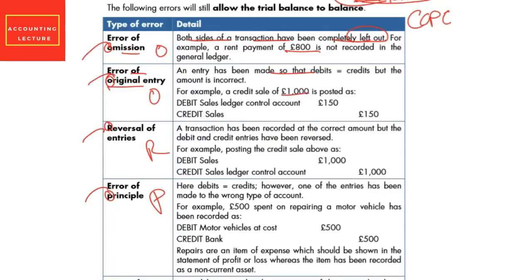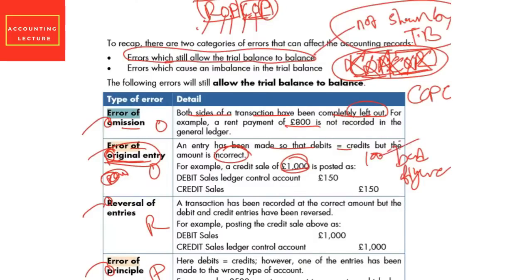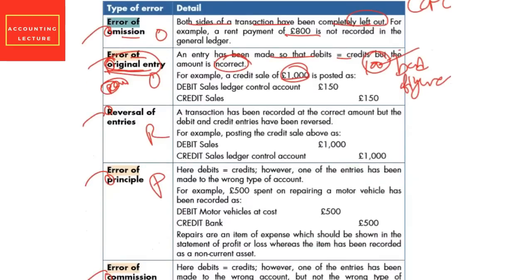Original entry. Sorry, the one I just said is about partly original entry; that's not the one. Original entry means when the figures are wrong. It should have been £1,000, but you have written £100. That's your original entry. Bad figures. Please write it down. Both your debit and credit show 100, not 1,000. So that's the example of your original entry.